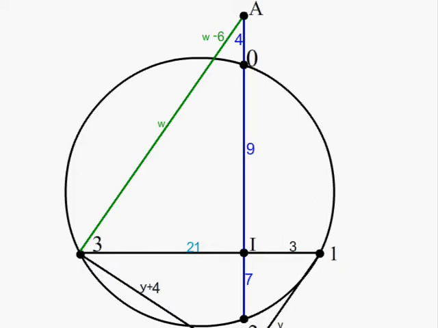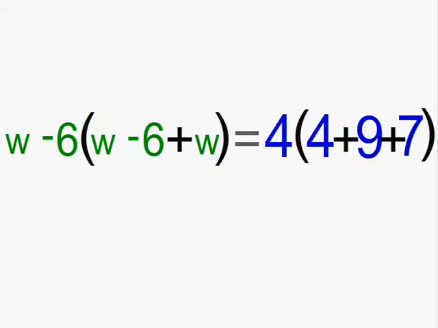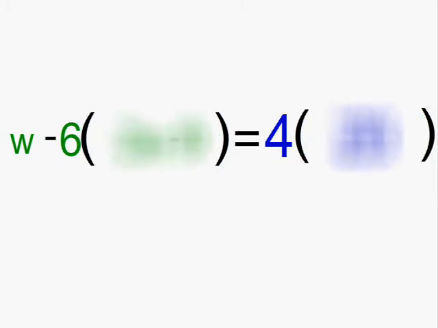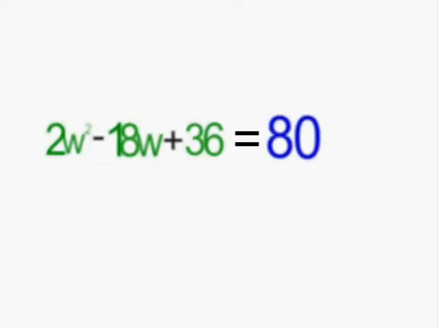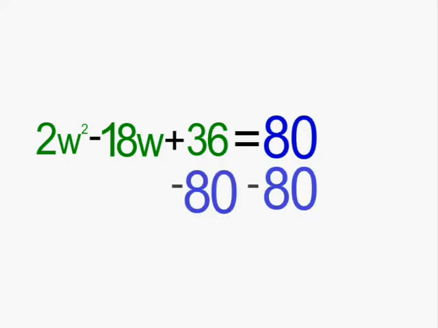Now, in all seriousness, when 2 secants intersect a circle coming from a common endpoint, then the external segment of the first secant times the whole first secant equals the external segment of the second secant times the whole second secant. That means that w minus 6 times the quantity of w minus 6 plus w equals 4 times the quantity of 4 plus 9 plus 7. That simplifies to w minus 6 times the quantity of 2w minus 6 equals 4 times 20. Now we have 2w squared minus 18w plus 36 equals 80.